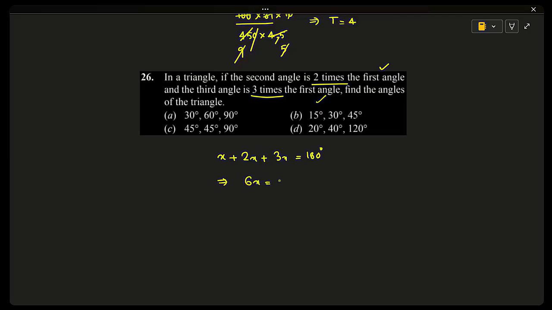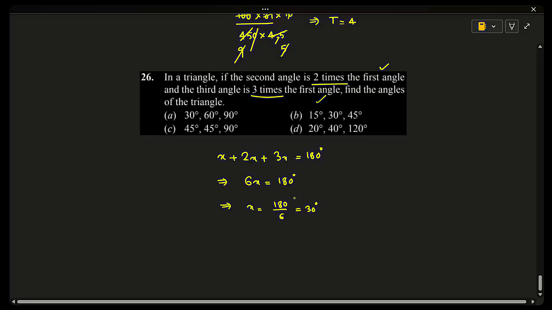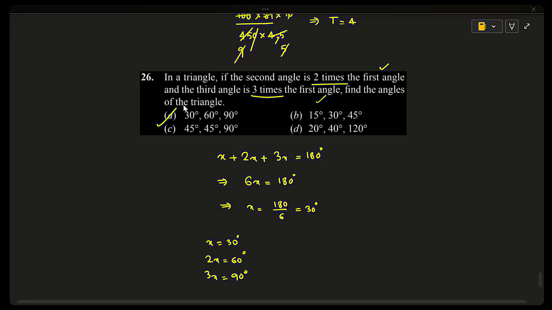6x is equal to 180 degrees. Transpose 6 to the other side, you get x is equal to 180 divided by 6. It's going to be 30 degrees. So smaller angle, x is 30, and 2x, 2 times 30 is 60. 3x, 3 times 30 is 90. 30, 60, 90. That is option A. Or else you can go by the options also. So that is 27th one.